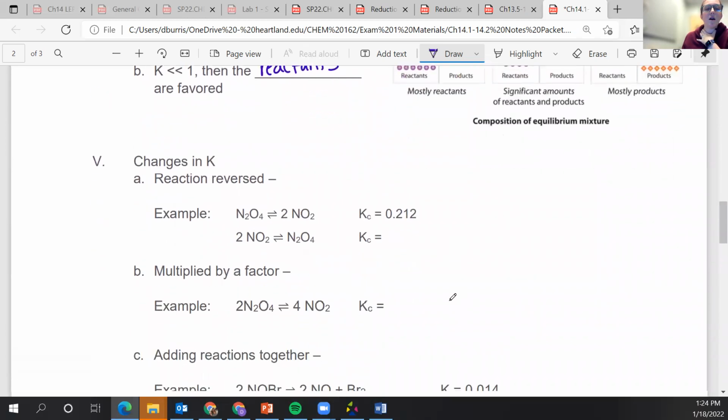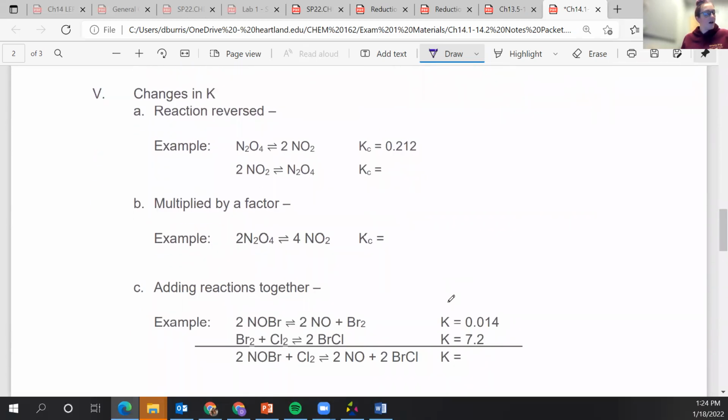Okay, so last thing I want to talk about really before we do some examples are changes in K. So essentially, if you know the K value, so the equilibrium constant for a specific reaction, you actually know the K value for the reverse reaction, and it's actually the inverse.